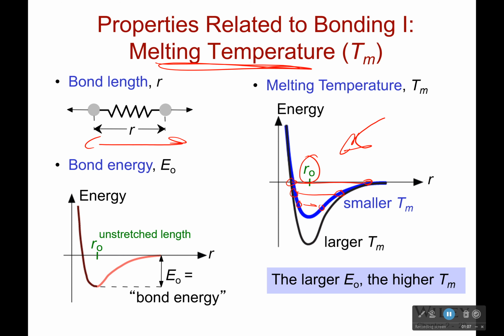So what you can see here is that the deeper this trough, so the lower the energy for that bond, then the harder it's going to be for that bond to break, the harder it is for them to melt, because they've got to put in more energy. They've got a lot further up to go. So the deeper this energy trough, the larger the melting temperature.